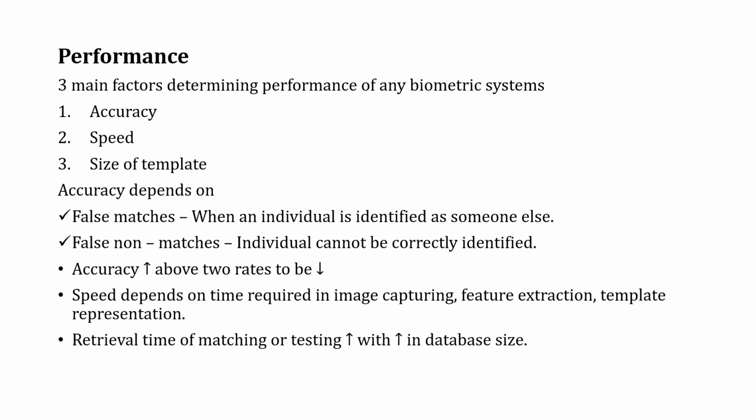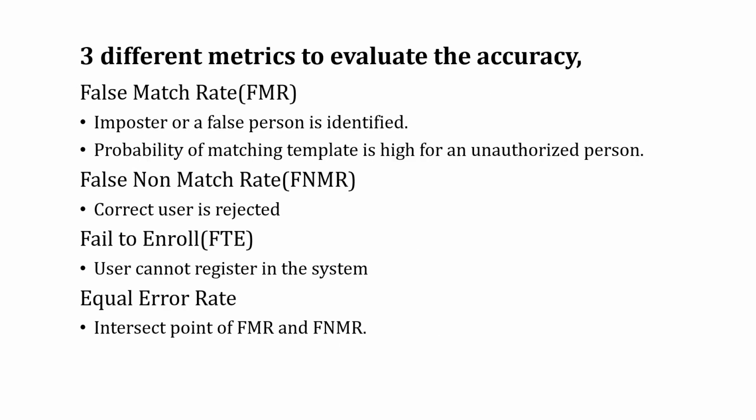Then we go to biometric system performance, which comes under three main factors: accuracy, speed and size of templates. Accuracy depends on the false match and false non-match rates; accuracy increases as these two rates decrease. Speed depends on the time required for image capturing, feature extraction and template representation. The retrieval time for matching or testing increases with an increased database. Accuracy has three measures: false matching rate, false non-matching rate, and failed enrollment rate.